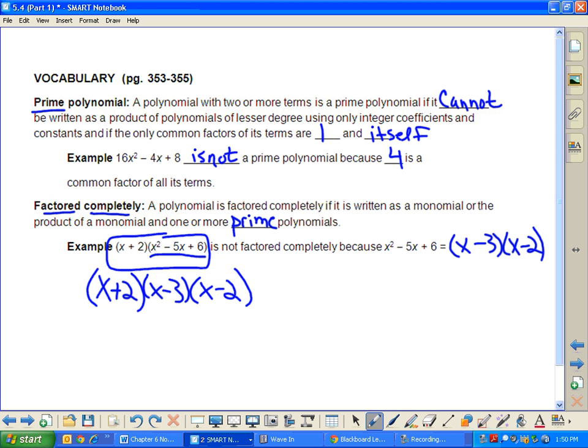And all of these factors are prime. I can't take a greatest common factor out. I can't use my difference of two squares formula again. That is all factored completely.